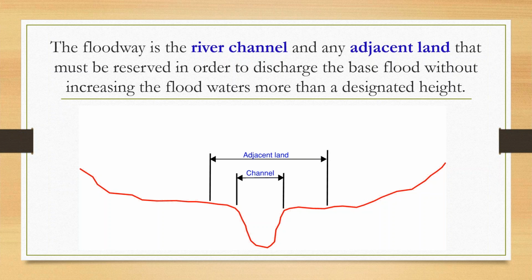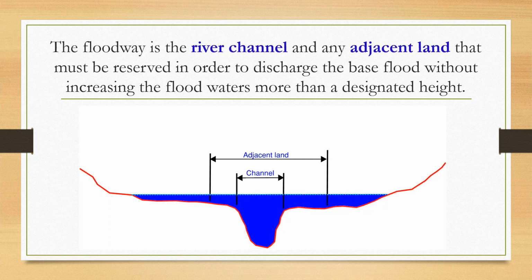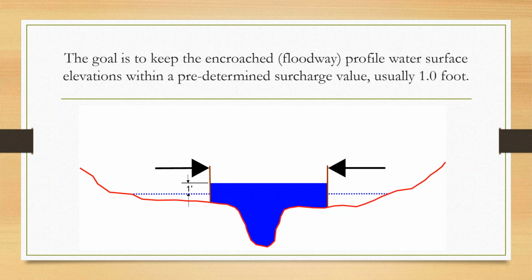So we need to reserve that in order to discharge the 100-year flood without increasing the elevation of the floodwaters more than some designated height. And you probably already know that designated height for the state of Kentucky is 1 foot. So for this type of spread of a 100-year storm, it would look like this.